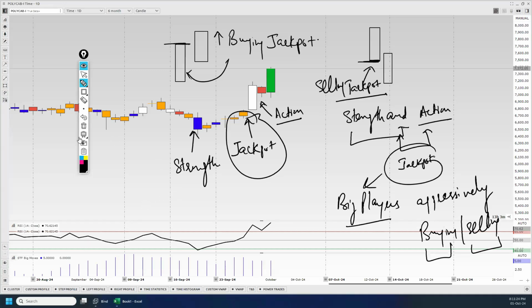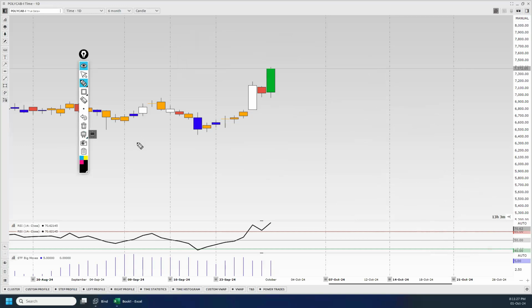Clear? At the same time, I have defined cases where I really need to look out for a jackpot. Let's say you have a scenario like this. If I am a big player, I would like to have a jackpot at the bottom candle.